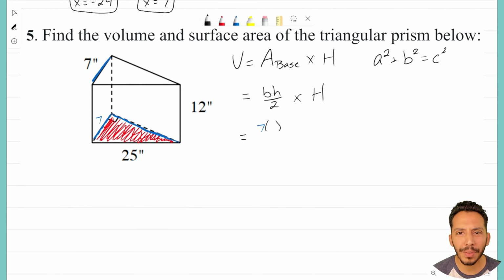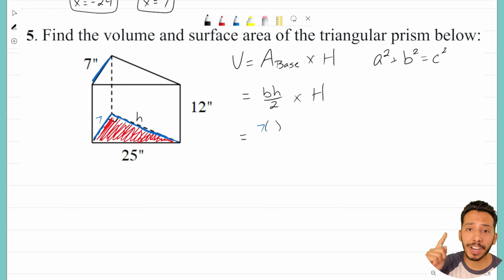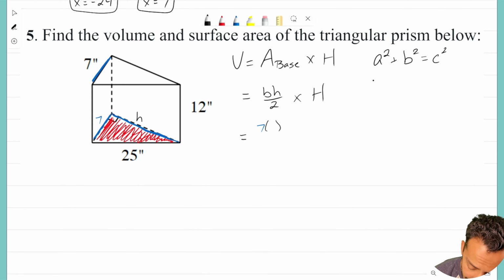And you're probably going, how does he know to use the Pythagorean Theorem? I'm just following the problem. I want to know the height, right? I have this side here missing. If I know two sides of a right triangle, the Pythagorean Theorem is the way to go. So let's plug in our numbers. We're going to have h squared plus 7 squared equals 25 squared.